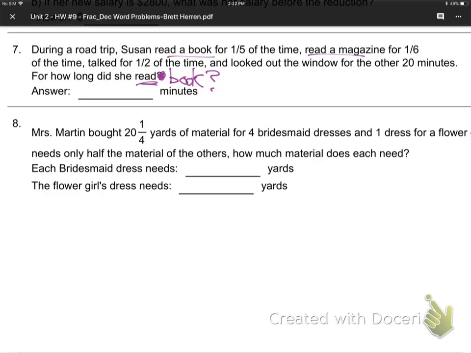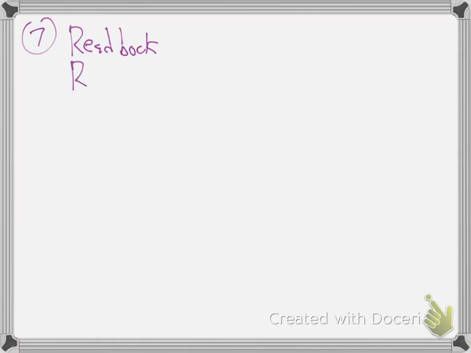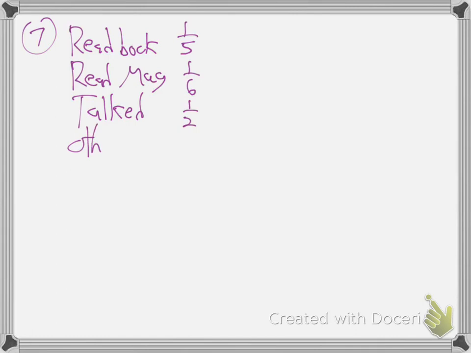Let me get a fresh screen here. So she read the book, a fifth; read the magazine, a sixth; talked, a half; and the other is 20 minutes. Okay. Any ideas? What should we do? This is a tricky one.